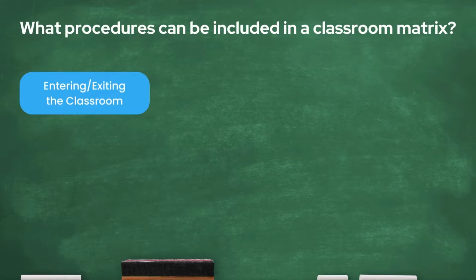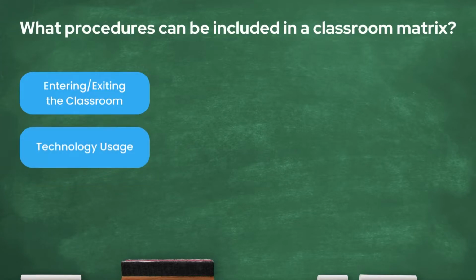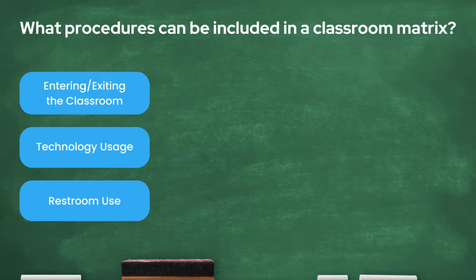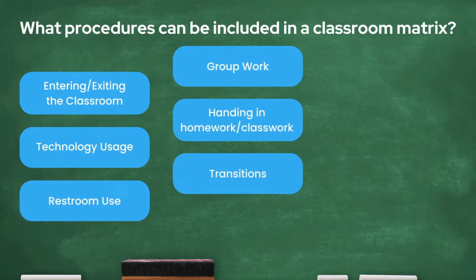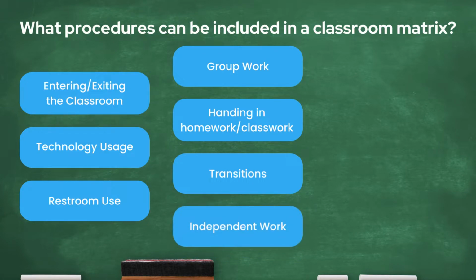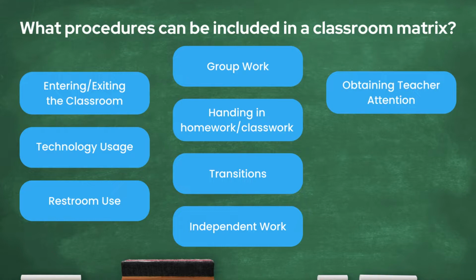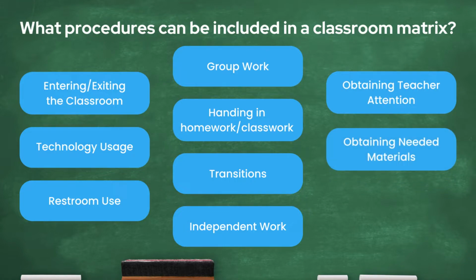Entering and exiting the classroom, technology usage, restroom use, group work, handing in work, transitions to other areas in the school, independent work, obtaining teachers' attention, obtaining needed materials such as pencils, paper, tissues, and class discussions. So let's go through the steps to creating your classroom behavior matrix.